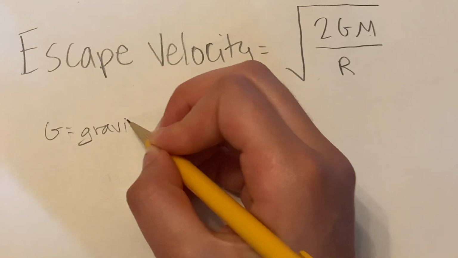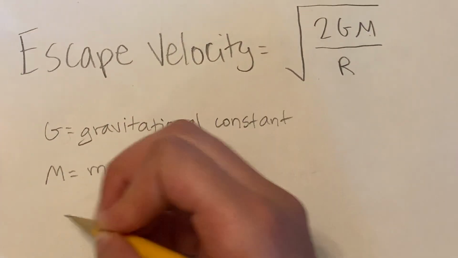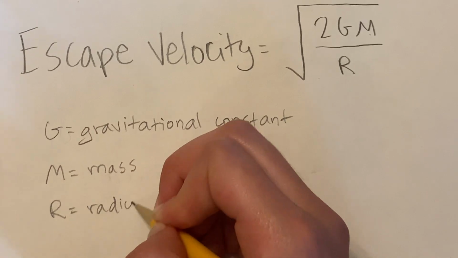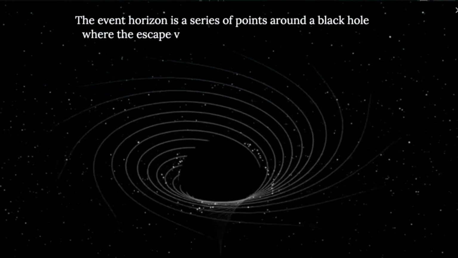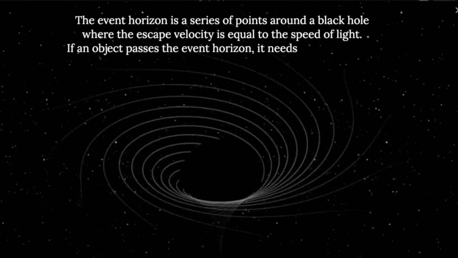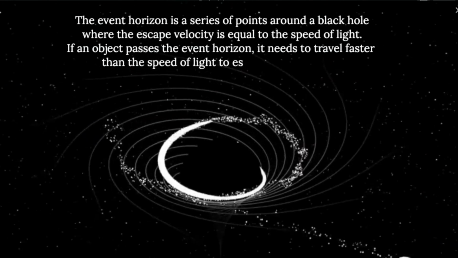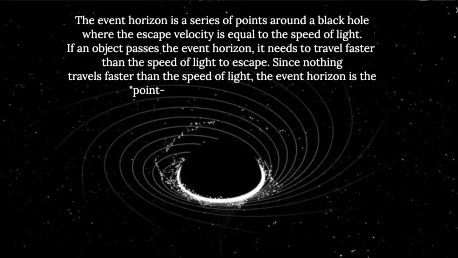The escape velocity is given by v = √(2GM/r), where G is Newton's gravitational constant, M is the mass of the object to be escaped from, and r is the radius of that object. The event horizon is a series of points around a black hole where the escape velocity is equal to the speed of light. If an object passes the event horizon, it needs to travel faster than the speed of light to escape. Since nothing travels faster than the speed of light, the event horizon is the point of no escape of a black hole.